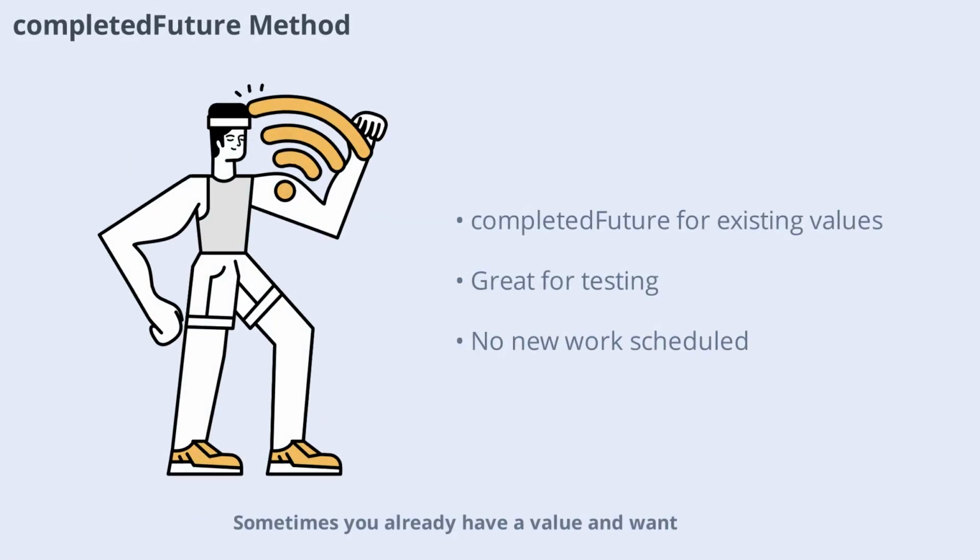Sometimes, you already have a value and want to create a CompletableFuture that is already completed. The completedFuture method is perfect for this scenario. It's commonly used in testing or when you want to seed a pipeline with a constant value.